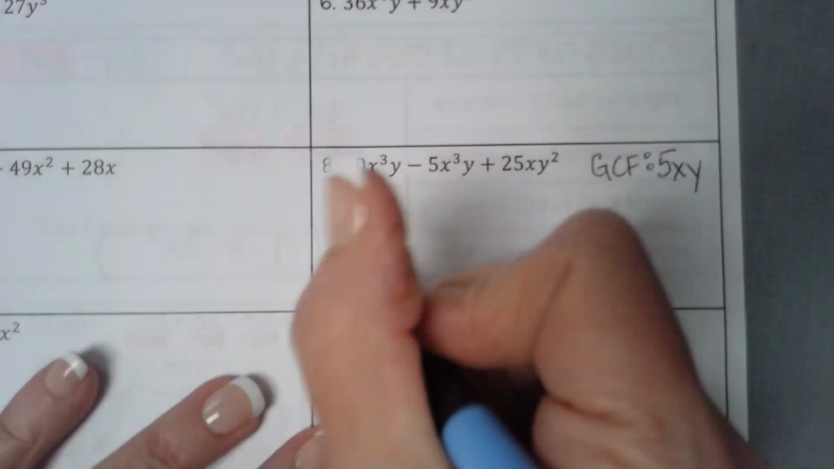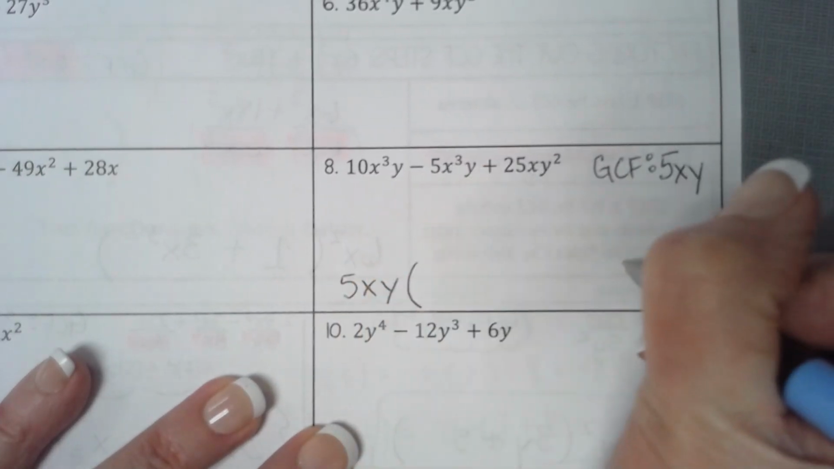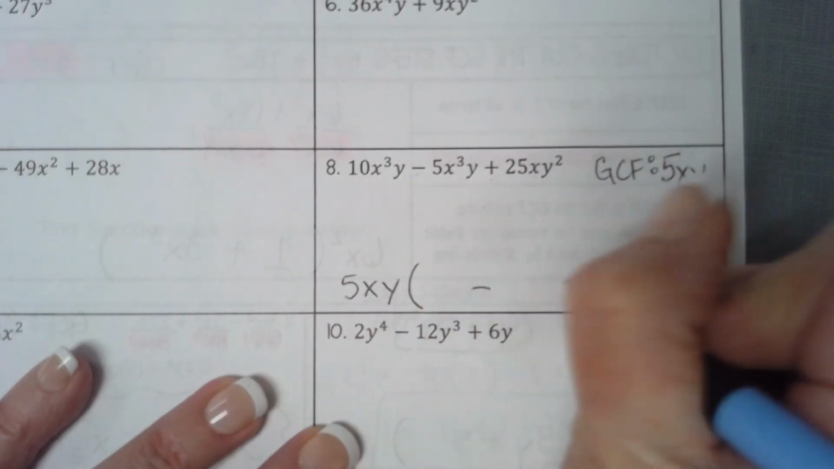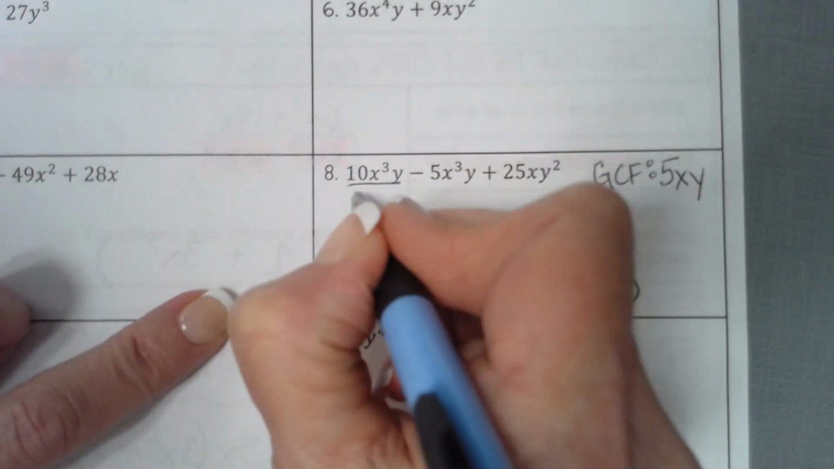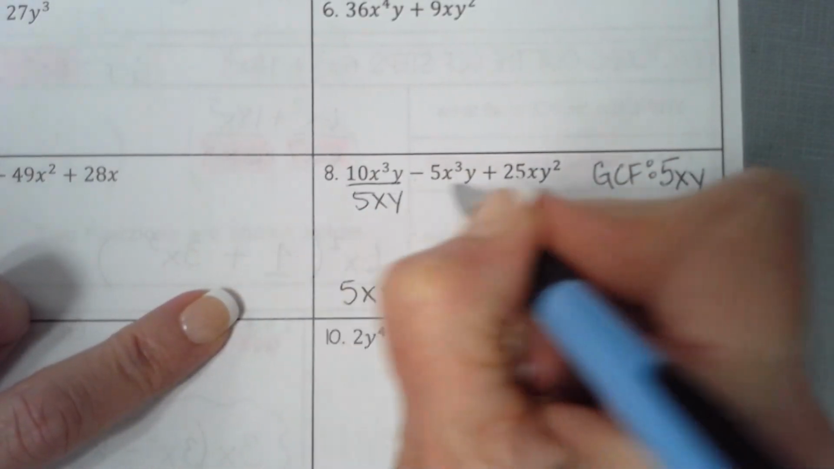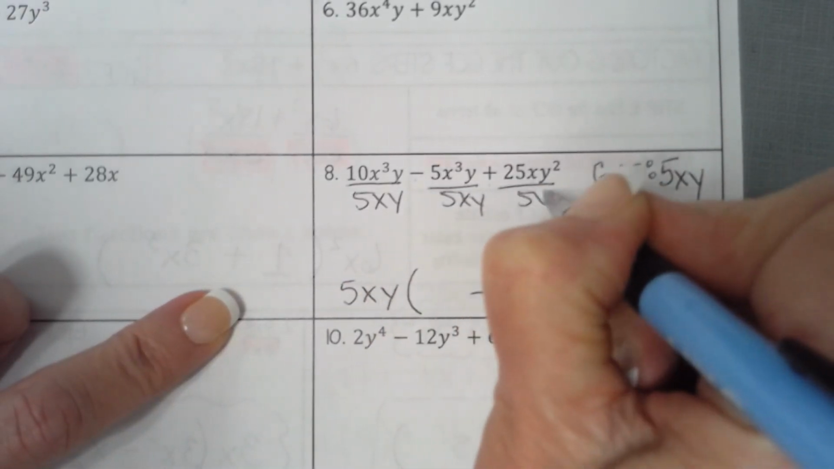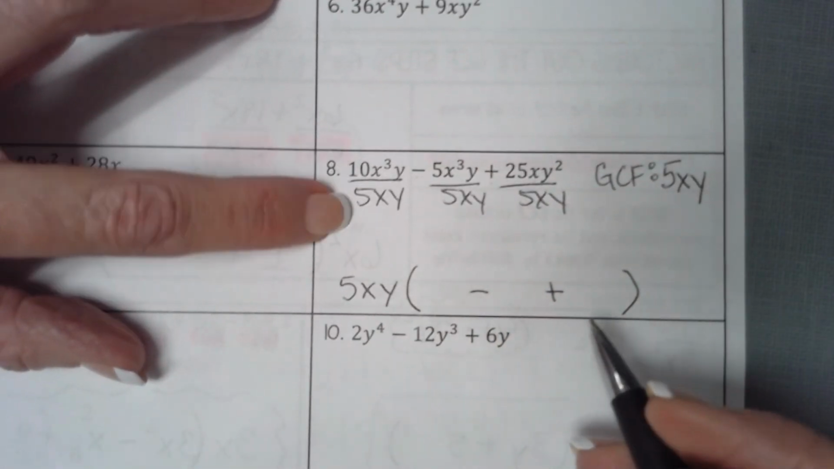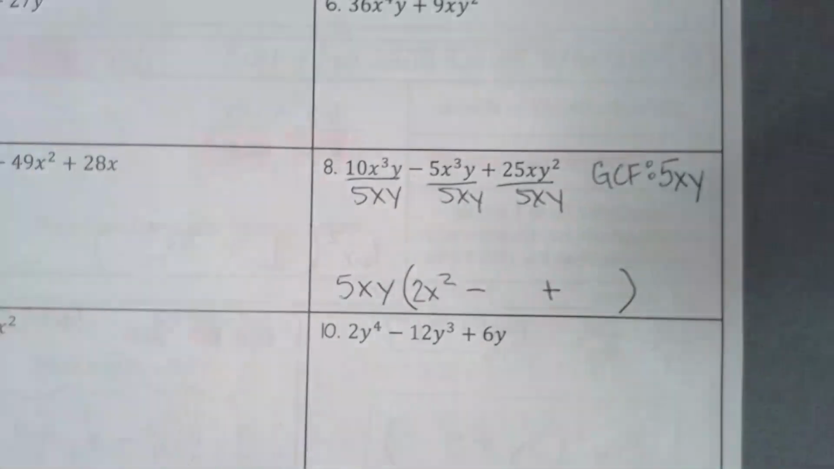It's 5xy. I'm going to go ahead and come down here, 5xy. I'm going to set up a big parenthesis. Bring down a minus sign and a plus sign to get my slot set up. And I'm going to divide each one of these by 5xy. Okay? All right, first term, 2x squared. That's all that should be in the first term. There should not be a y.